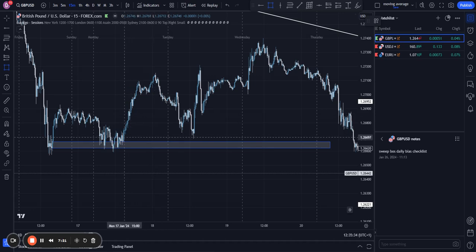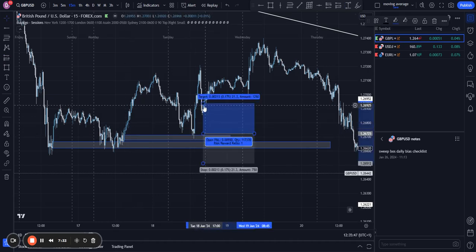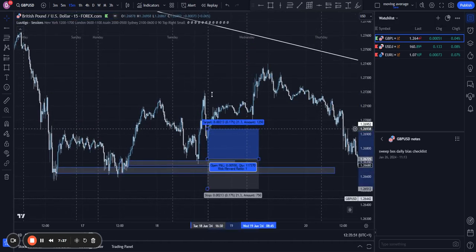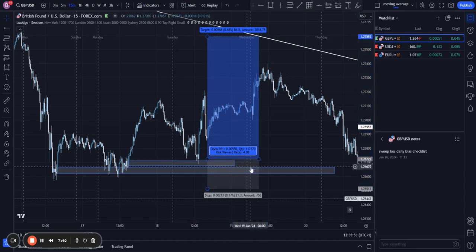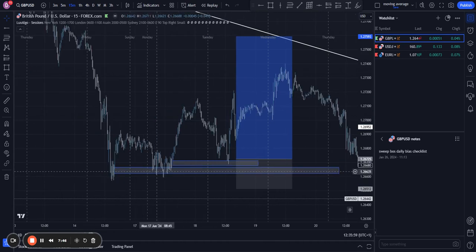But look at this. Another imbalance here. It gets tapped into. Boom. Buy, buy, buy. You don't even have to enter it. You can wait for the retest and get a way better entry. Target the trend line. It doesn't hit all the way to the trend line, but taking partials there.